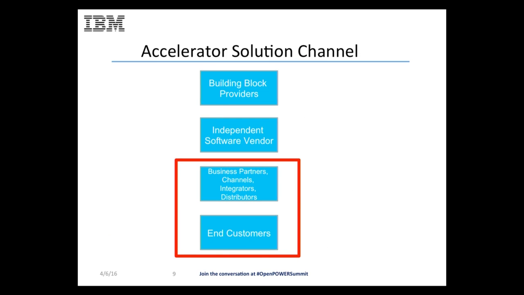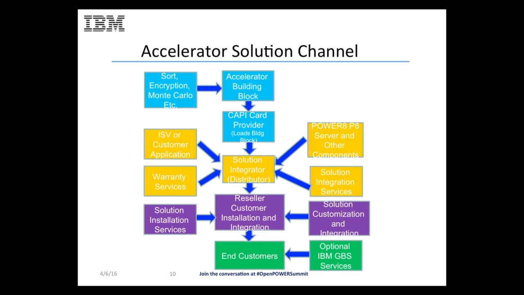On the other side of it, why do business partners want to offer our solutions? And why do they want to go to the end customers? This is a difficult chart, and I'm just going to step through it really quickly because when you go through the channel, you end up with, up here in the blue, this is where the building blocks get built. Sort, encryption, Monte Carlo. They build the building block, they put it on a Corsa card, a CAPI card, which is what I showed you on the first page.